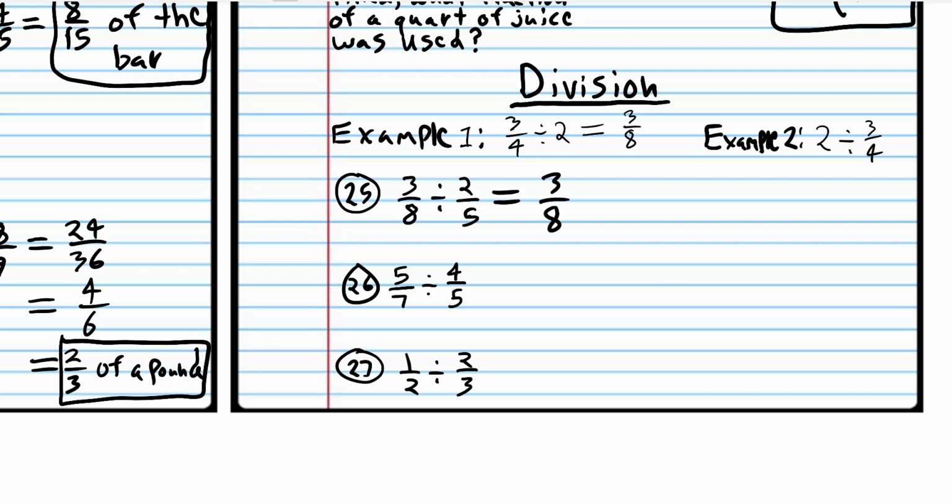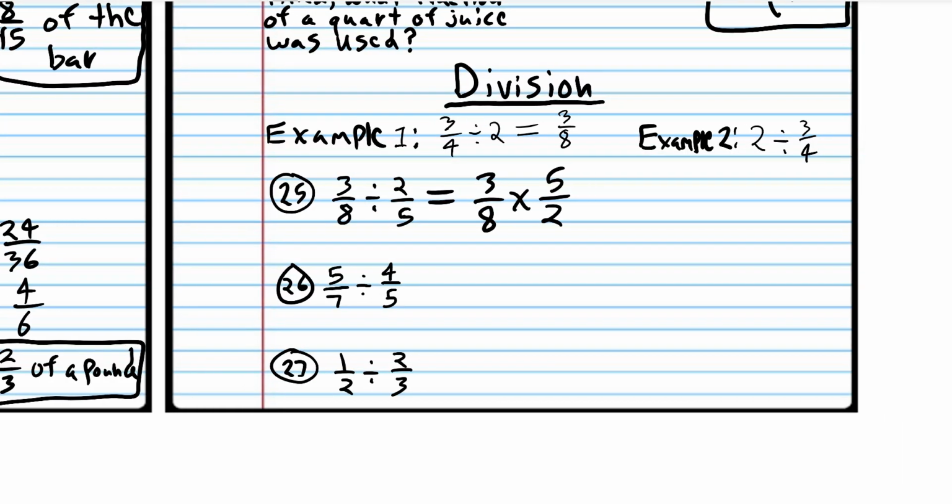The algorithm is easy. What you're going to do is change the division sign to multiplication, and flip the divisor. Remember, this number is called the dividend, this number is called the divisor, and the answer is going to be the quotient. So you flip the divisor, always the divisor, never flip this one. So it becomes a multiplication problem. And there you go. So now we're multiplying 3/8 times 5/2, and that's really easy. 3 times 5 is 15, and 8 times 2 is 16.